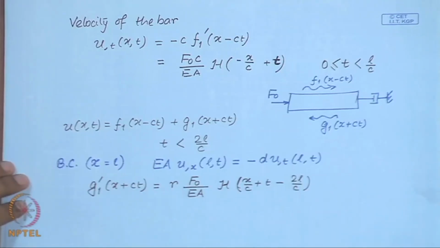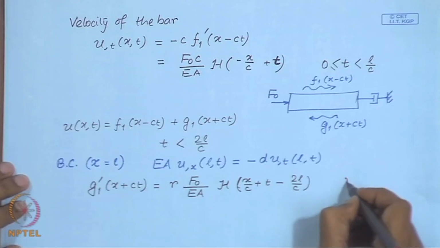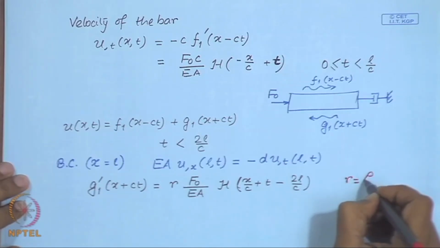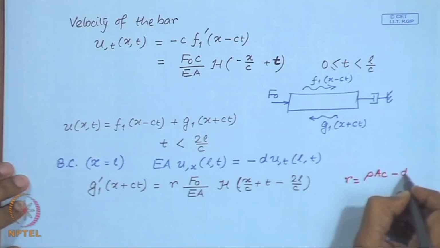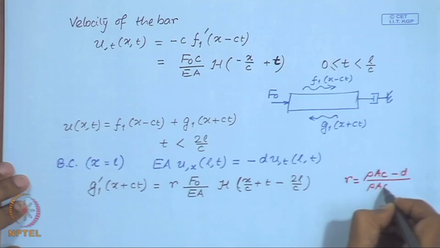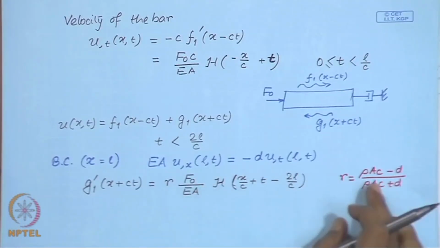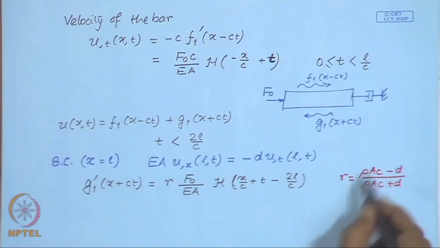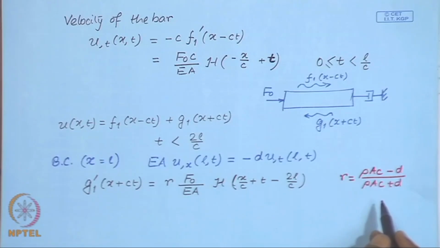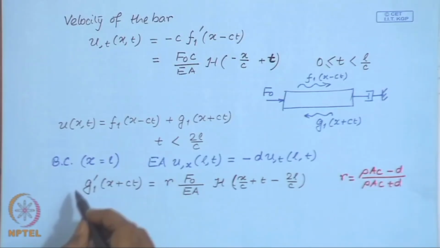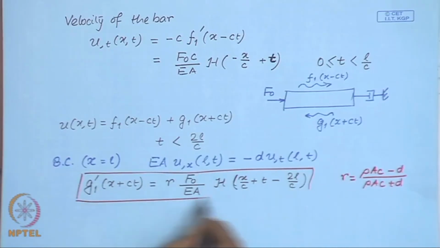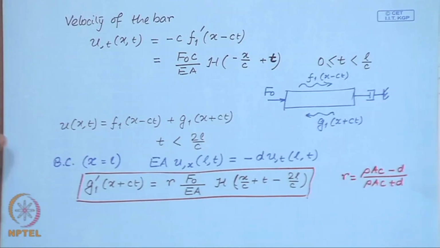So, upon simplification you will obtain this expression of G 1 where R is this factor r is given by this ratio. So, as you can see r is always less than 1. So, this is the damping coefficient and this is the impedance of a semi infinite bar. So, this you can obtain easily.